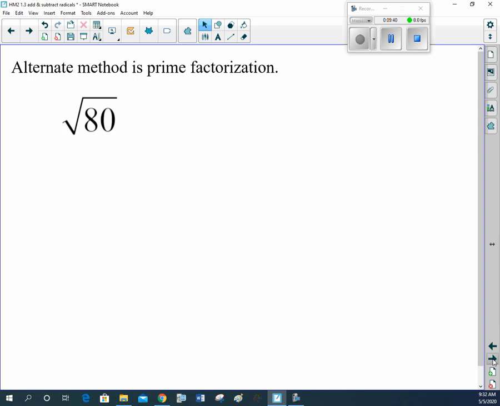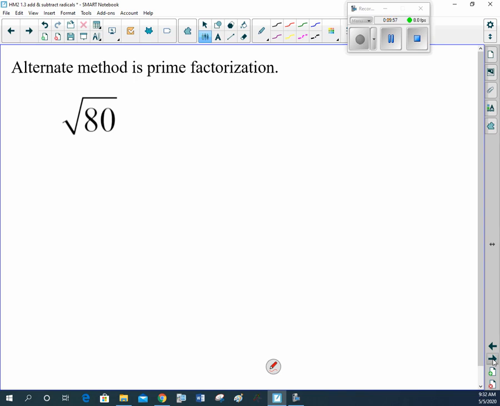Okay, alternate method is called prime factorization. So this one is not my favorite. I do use it every now and again. I tend to do the perfect square factors. But if you were going to do prime factorization, then what would happen is this.